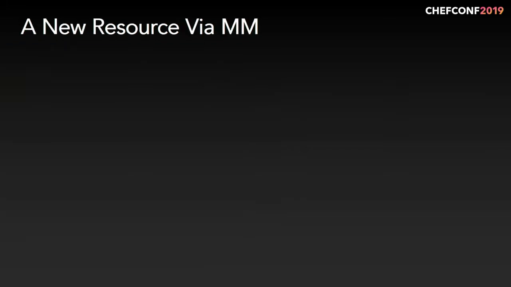So what I want to do now is take you through the process of actually adding a new resource to InSpec GCP using Magic Modules. I'm going to go through the example of region backend service, which is a GCP resource. It allows you to configure internal backend services that you can use within your project. The actual use case for it is not particularly important for this. I just want to show you what I have to do to create a new resource via Magic Modules.